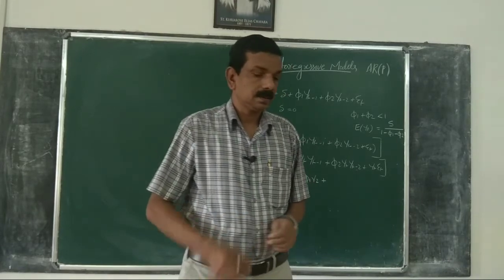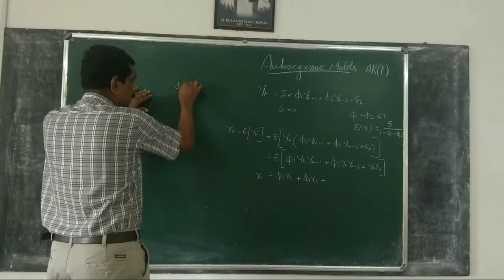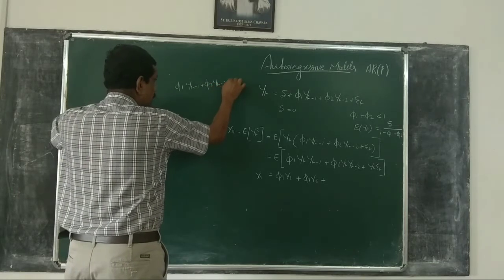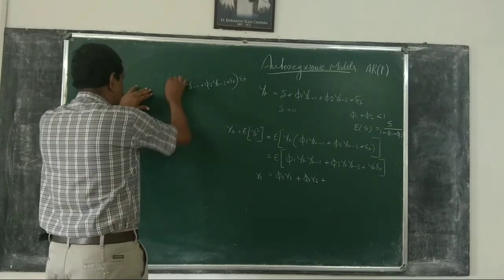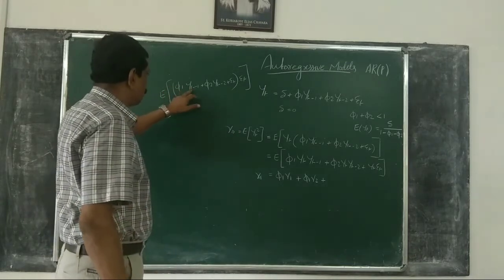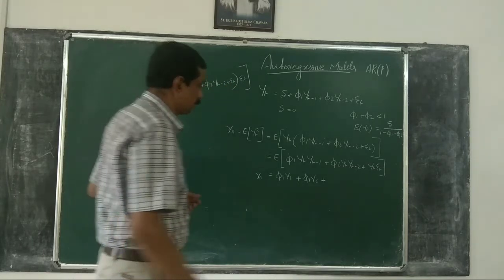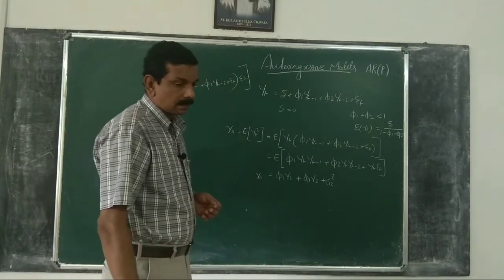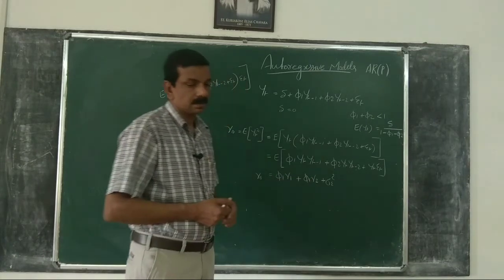For yt epsilon t, if you write yt as phi1 yt minus 1 plus phi2 yt minus 2 plus epsilon t, into epsilon t, and if you take expectations, the epsilon t yt minus 1 and epsilon t yt minus 2 terms are 0, but there is the expected value of epsilon t square, that is sigma square epsilon. So gamma 0 is phi1 gamma 1 plus phi2 gamma 2 plus sigma square epsilon.